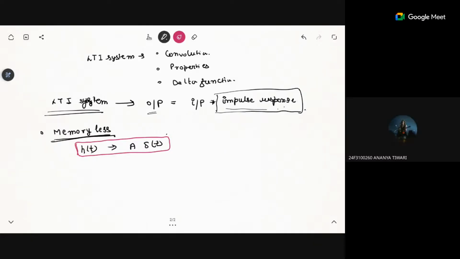It was clear for me. Yeah, sorry. You can go one by one. Ananya? I said it is clear for me.